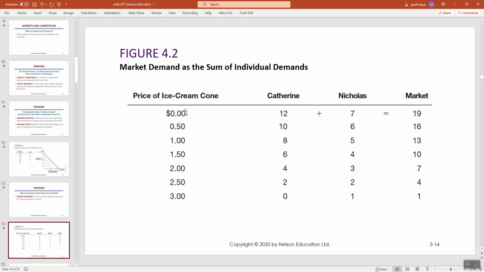Okay, and similarly, as the price goes from 0 to 50 cents, Catherine demands less. So does Nicholas. Notice he went from 7 to 6. But there's a market demand curve, right? Which is simply the summation of individual demand curves. It's the aggregate. So we could keep on adding people. We could add dozens of people, and it would just simply be their individual demand schedules added together.